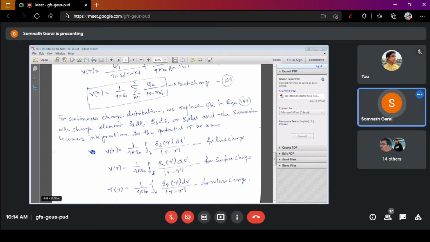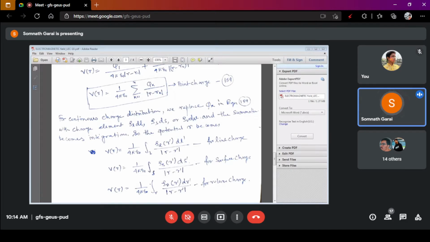In that case, qk, that means the point charge, is replaced by the charge density. That means line charge density into dl, surface charge density into ds, and volume charge density into dv. So qk is replaced by rho_l dl for line charge, rho_s ds for surface charge, and rho_v dv for the volume charge.